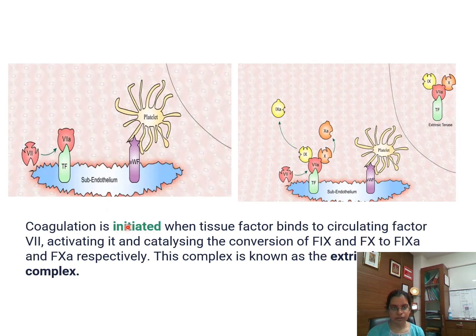Now coagulation is initiated when this tissue factor will activate factor 7 into activated factor 7A. Now this factor 7A will catalyze the conversion of factor 9 and 10 to activated factor 9A and activated factor 10A. So now this is the extrinsic kinase complex, which consists of tissue factor, activated factor 7A, 9 and 10. So why is it called kinase? Because it is catalyzing the conversion of 10 to 10A. So that's why it is called extrinsic kinase, as it is the extrinsic pathway.